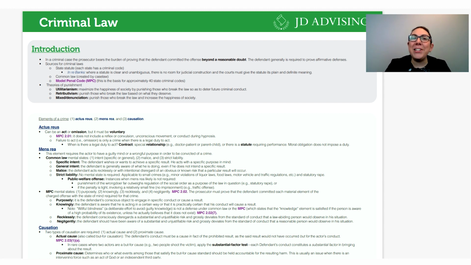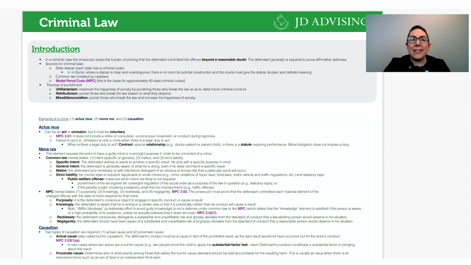Retributivism, which punishes those who break the law based on what they deserve. So we're punishing them for their bad conduct. And some philosophers follow a mixed approach, which says that we want to punish those people who did something wrong. And at the same time, by punishing them, we hope to increase the happiness of society.